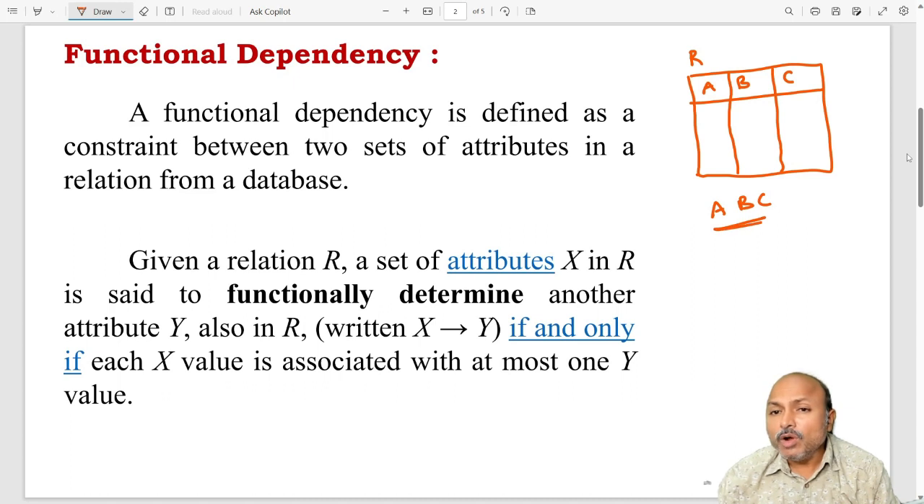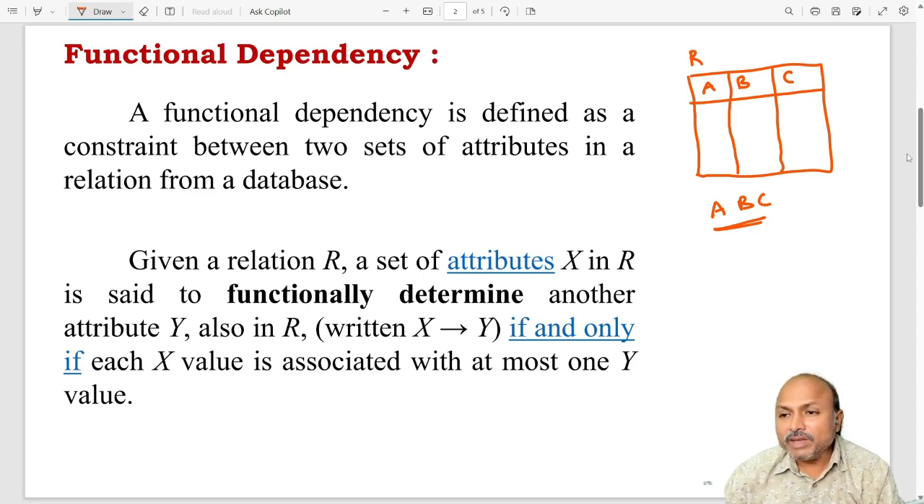This functional dependency will tell us what is the association among attributes. These attributes, what is the dependency? If you consider one attribute, which attribute does it depend on? That means what is the association among the attributes? The relation among attributes you can understand by using the functional dependency.